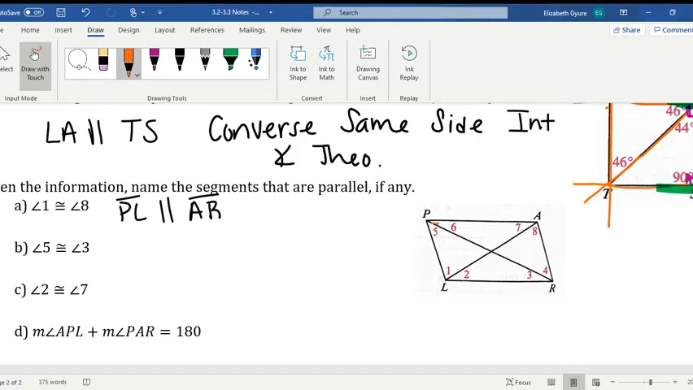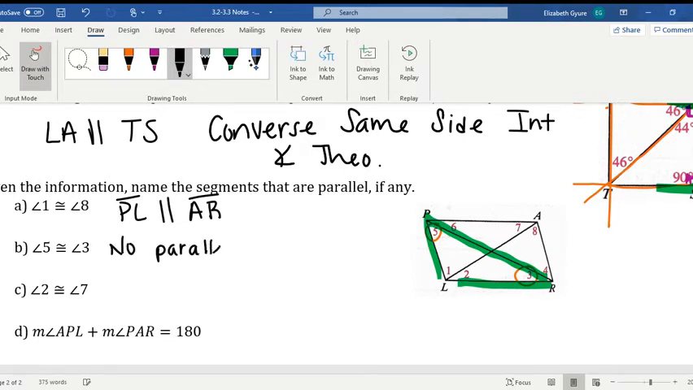Now the next one, angle 5 is congruent to angle 3. Angle 5 is formed by line PL intersecting with line PR, and angle 3 is formed by line PR intersecting with line LR. Now angles 5 and 3 here are actually same side interior angles, because PR would have to be your transversal that intersects both PL and LR. And they're both kind of to the left and below your transversal. So these are same side interior angles. However, it's not telling us they're supplementary. It's telling us that they're congruent, and therefore we're not going to have any parallel lines for this situation. So no parallel segments.